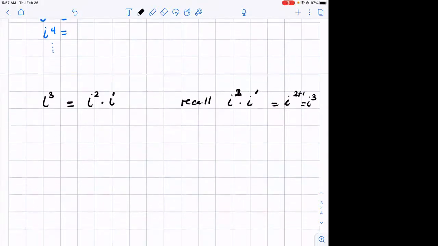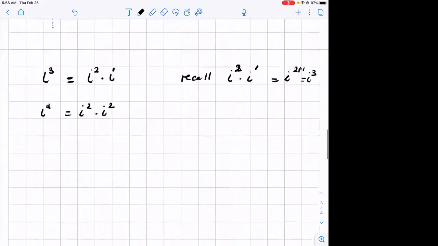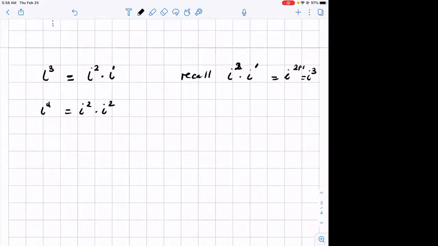Likewise, i to the 4th is equal to i squared times i squared. And if I have i to the 5th, this becomes i to the 4th times i. So anytime you have an odd power, the i will always stand out by itself.